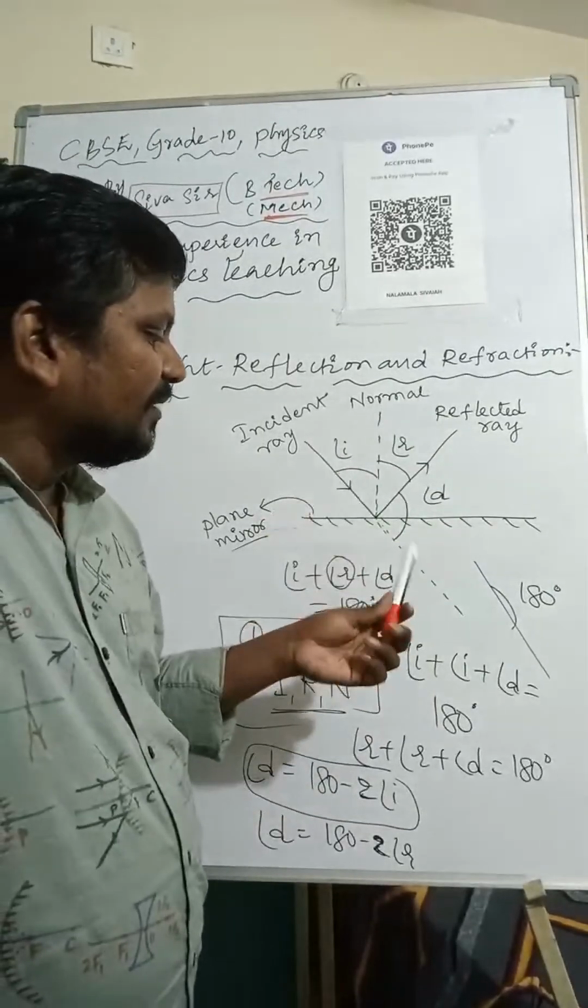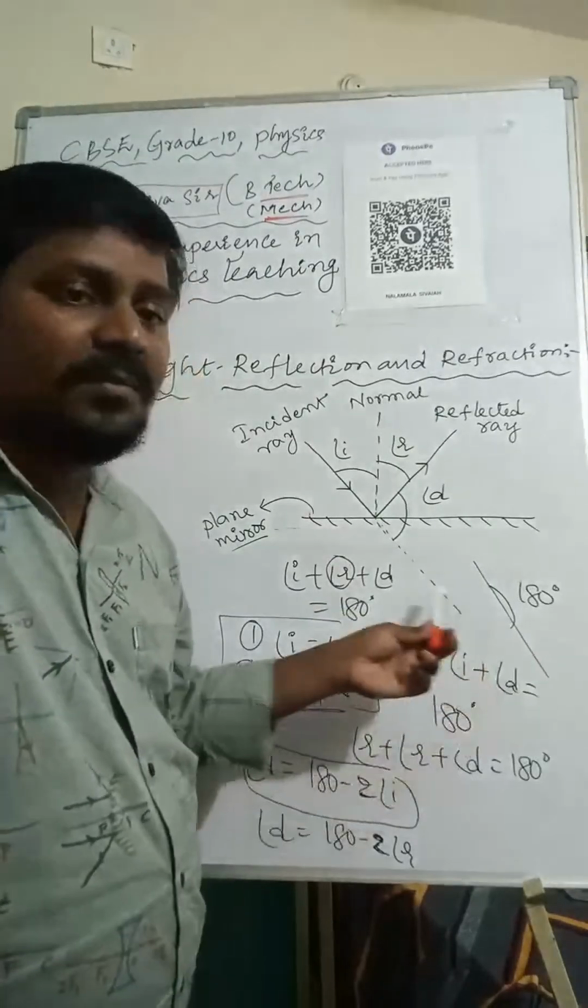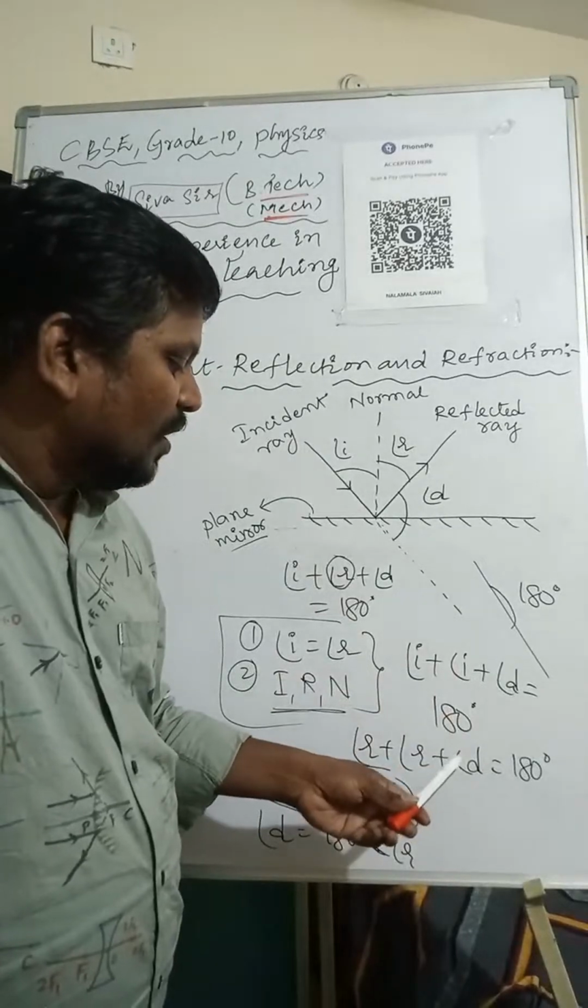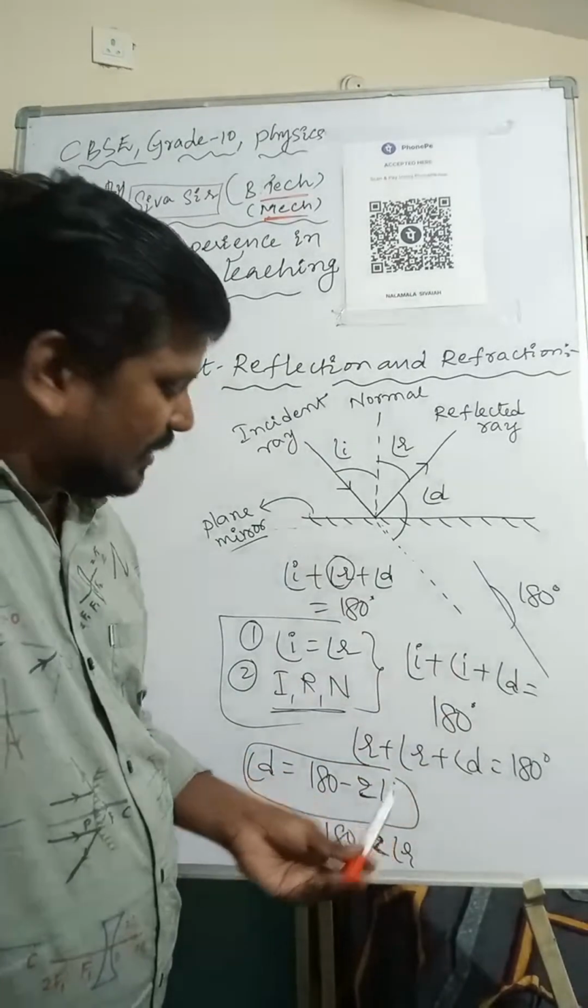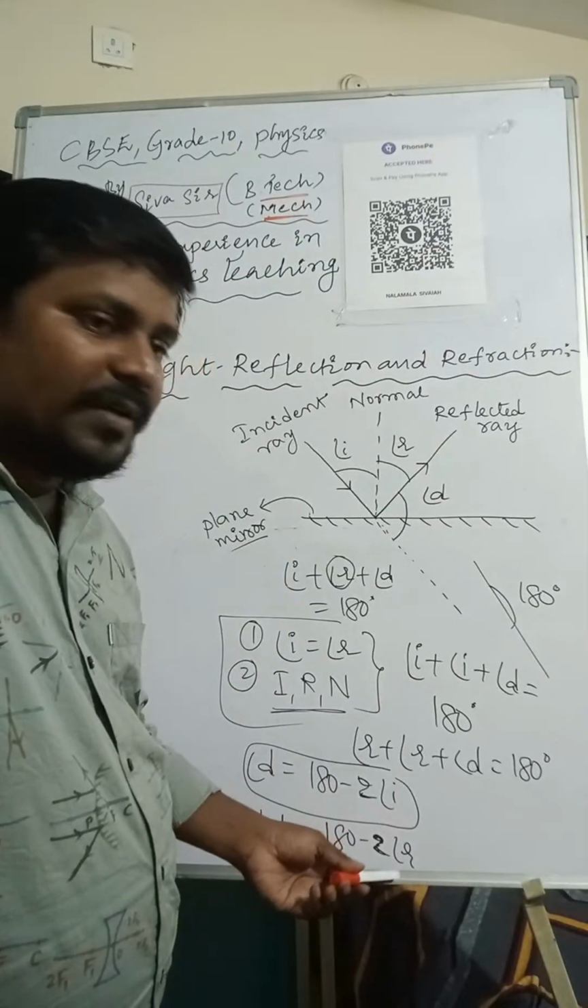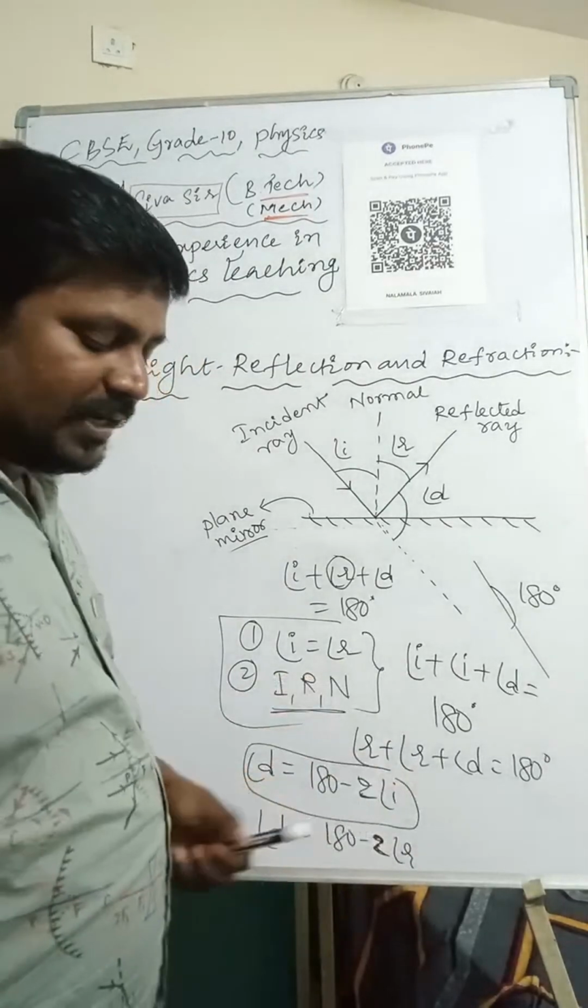So based on that, we can take the angle of deviation formula. Angle of deviation equal to 180 minus 2 angle of incident. We can also write angle of deviation as 180 minus 2 angle of reflection.